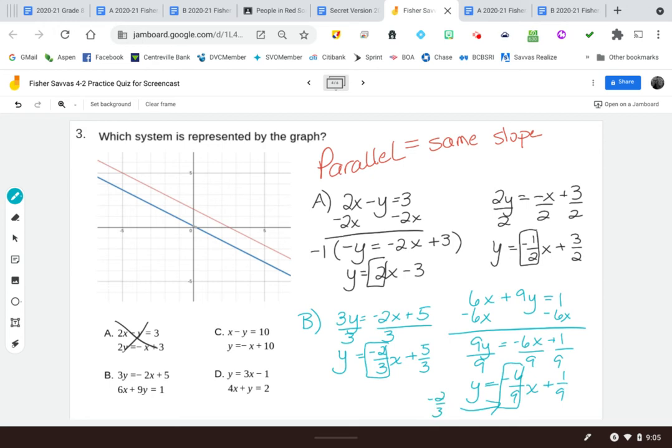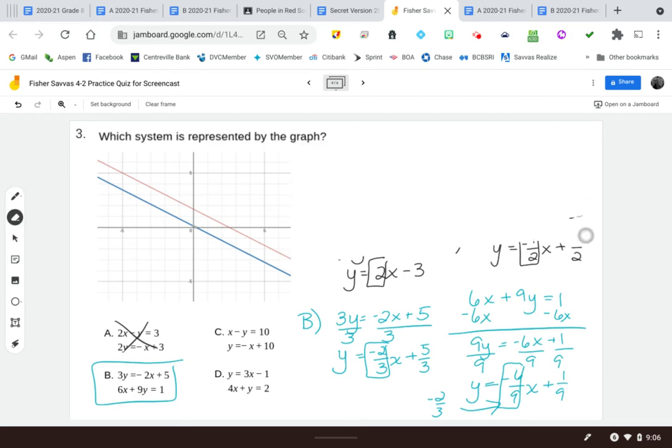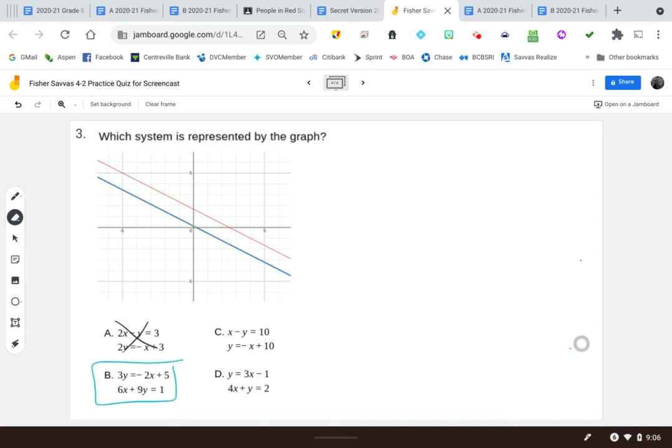Looks like we have the same slope here, and a different y-intercept. So it looks like B is going to be my solution. We'll double check by doing C and D. I'm actually going to erase this work. I'm sorry, but I don't have any other room. So I'm assuming that my solution is going to be B, but let's check C and D as well.